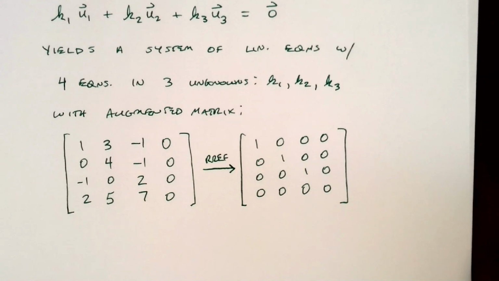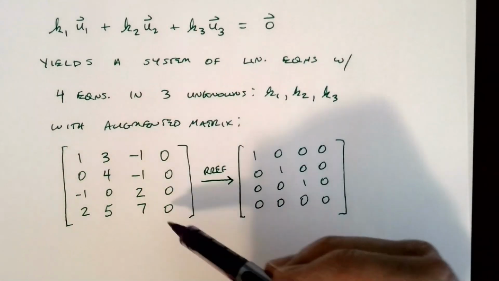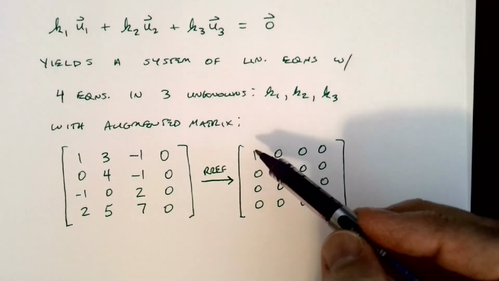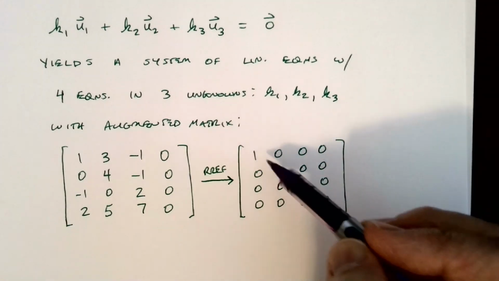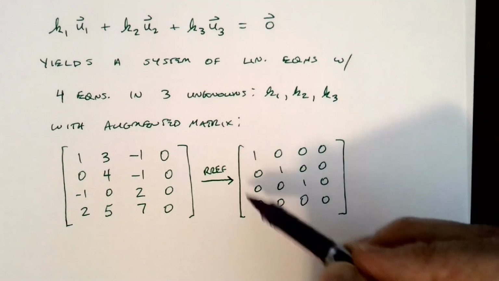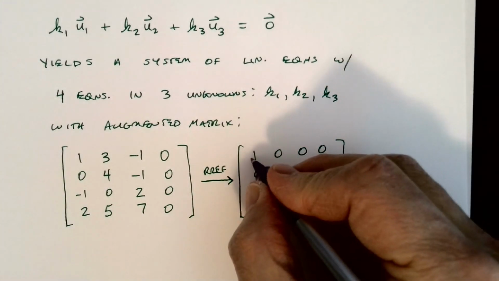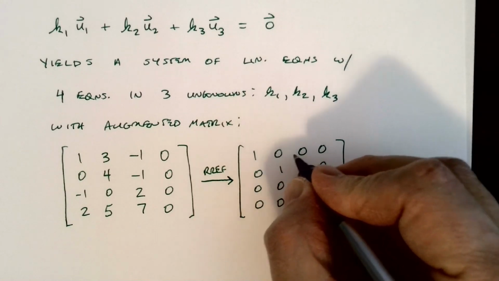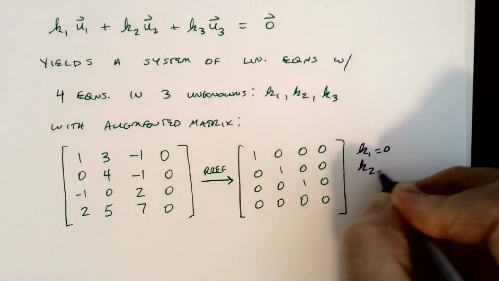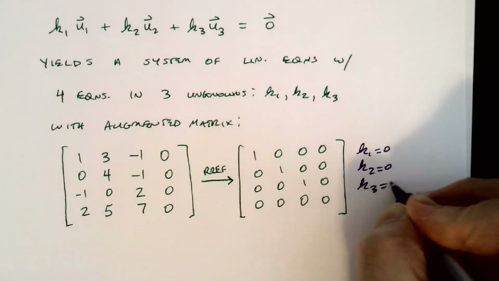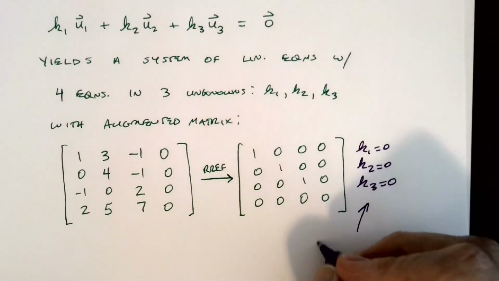Well, I can't have no solution. We already know the trivial solution is there, because it's a homogeneous system. And I've got coefficients of K1, coefficients of K2, coefficients of K3. I've got 3 leading ones, one in each column. There are no parameters, no free variables. They're all fixed. There's exactly one solution. The first equation says K1 plus 0 K2 plus 0 K3 equals 0, so K1 equals 0. The second one says K2 equals 0. The third one says K3 equals 0. There's one solution, and of course, it's the trivial solution only.